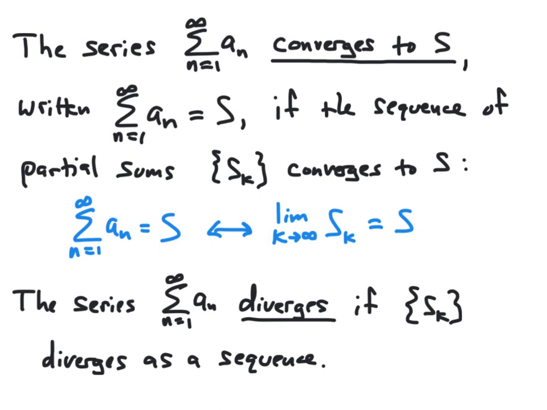So as we see here, the key to determining the behavior of a series, whether the series converges to a specific number or whether the series diverges, is by looking at the sequence of partial sums and determining whether that sequence converges or diverges.